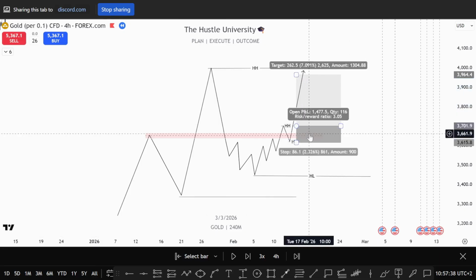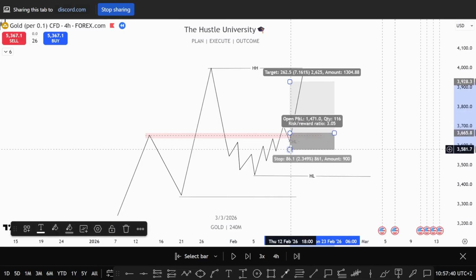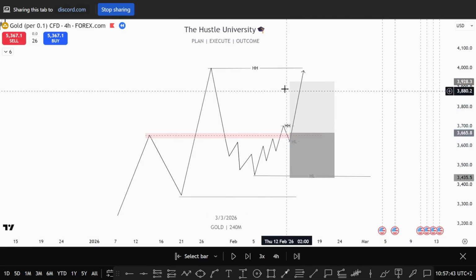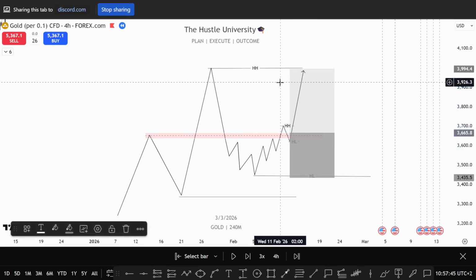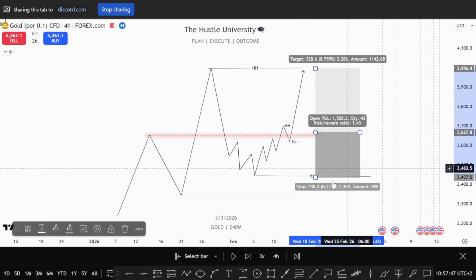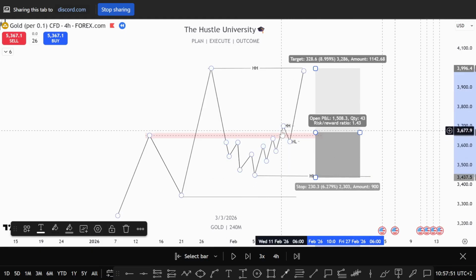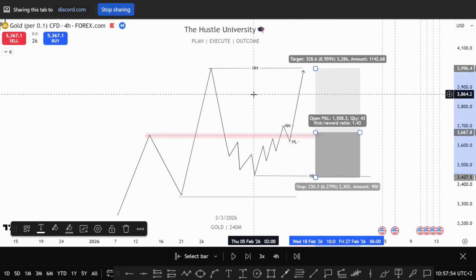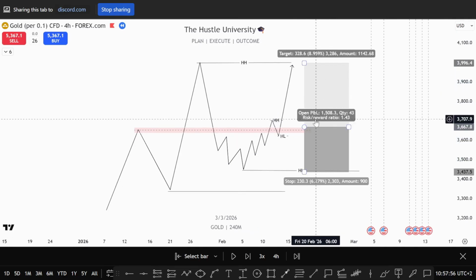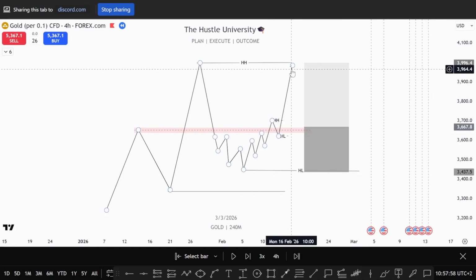That's the first one. The second one that we have is the SIDE entry model. The previous higher low, just below the higher low that price created, is where your stop loss would be. I only have one issue with this model, which is that in most cases, price would not do as you think it will do.